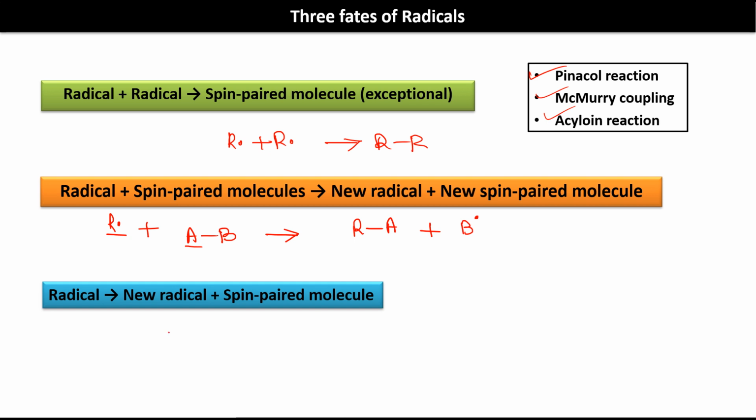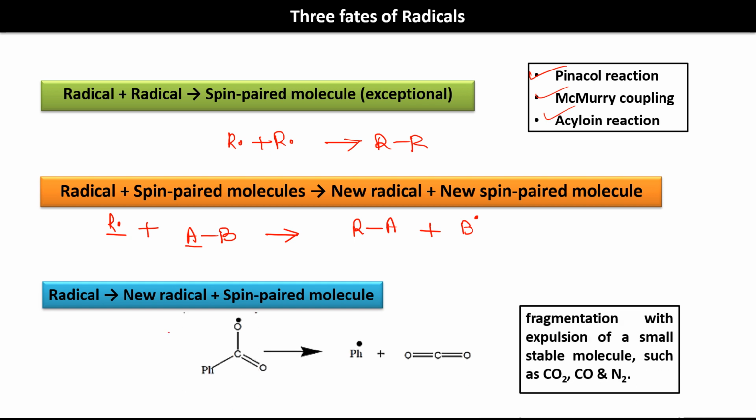And the last one, there is always expulsion of a small stable molecule such as CO2, CO or N2. So in this case, from a single radical, as you can see here, PhCOO dot, we are getting new radical and spin paired molecule. But the most common is this one, most common and most important. So today we will see this one, the second one.